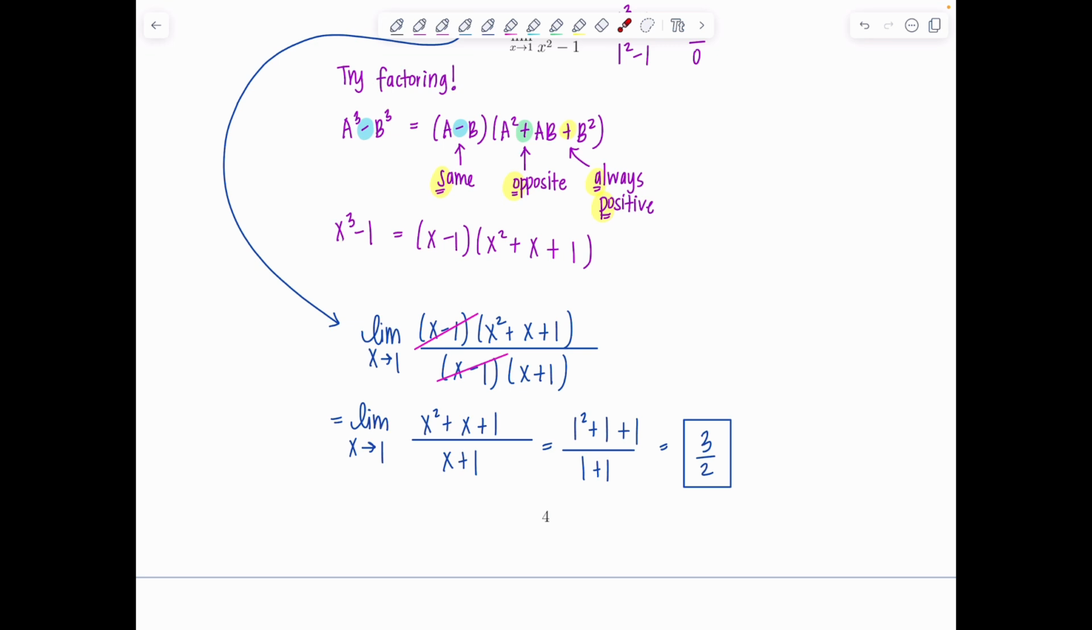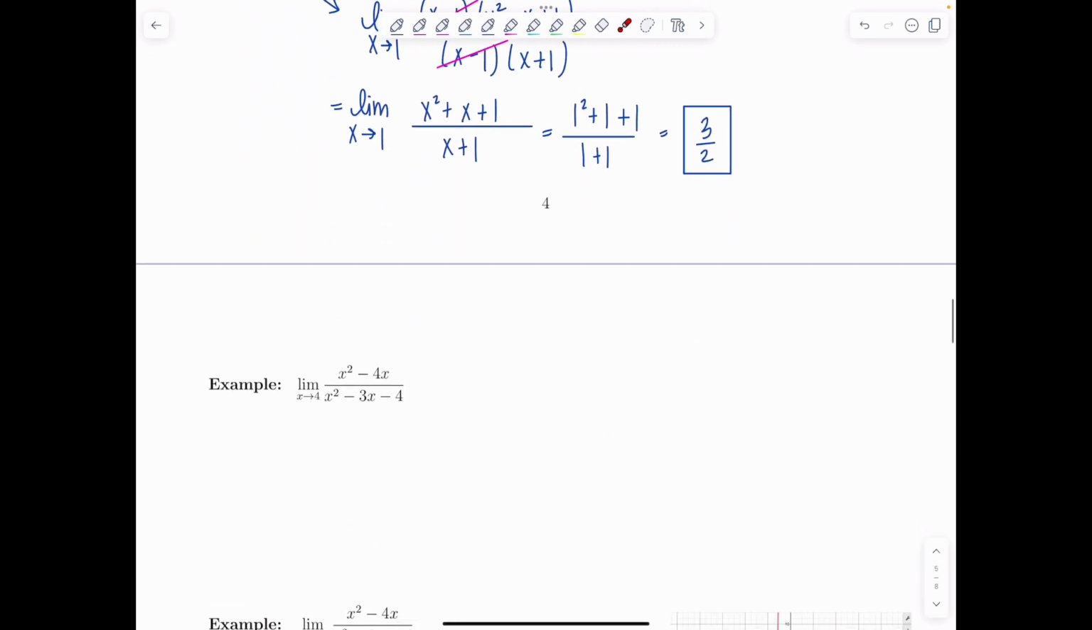The math police will come snatch you up if your notation's not on point for calculus, okay? All right, let's look at some more examples.